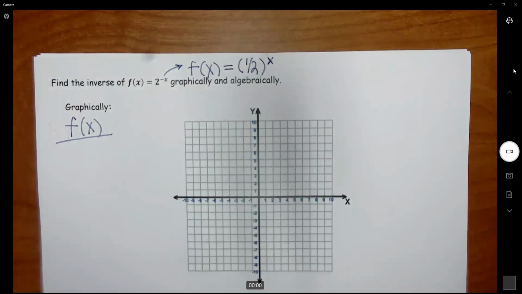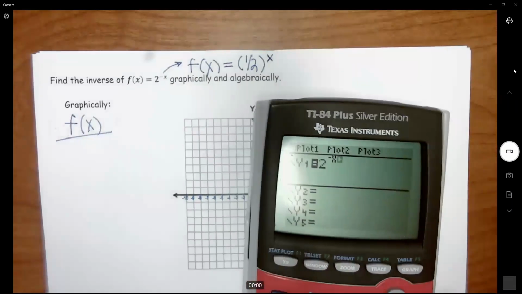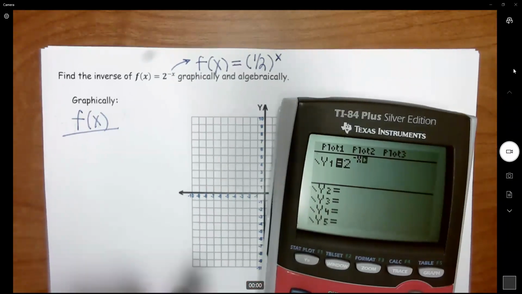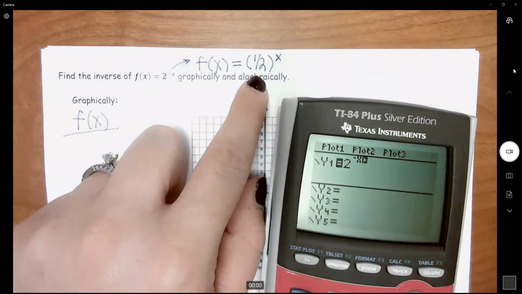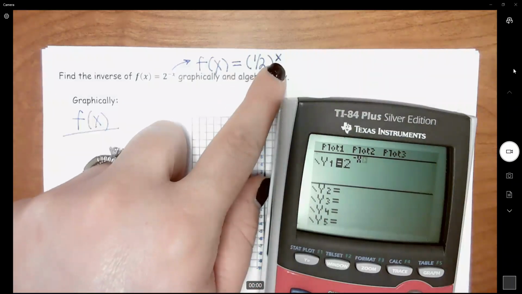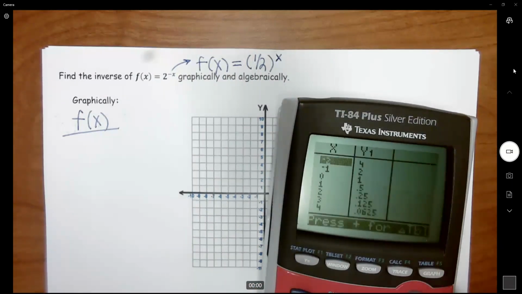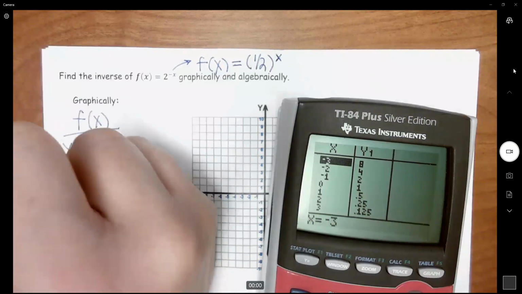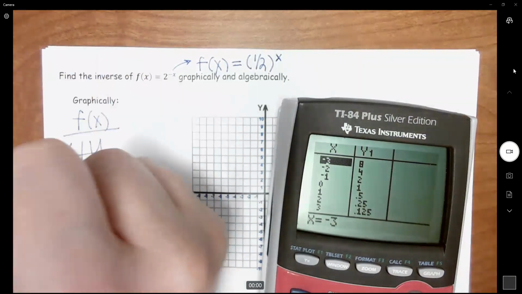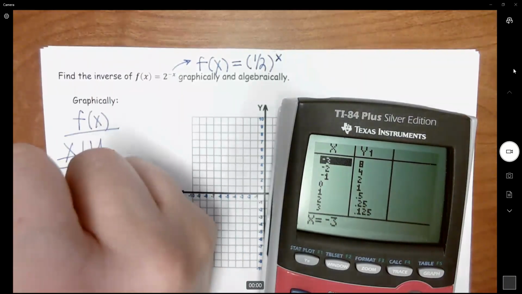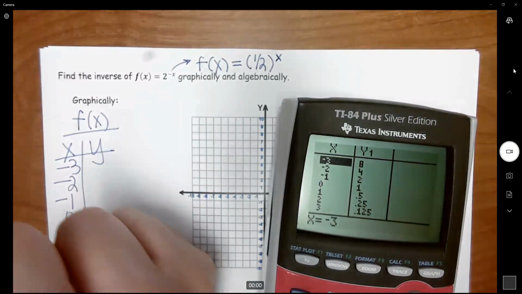I'm just going to do 2 to the negative x power, but you can put that in as 1/2, but you do have to put parentheses to the x power. So I will graph that, and here is my graph. I'm going to go second table to get some values. So I'm actually going to start at -3 and go to 2. So -3, -2, -1, 0, 1, 2.